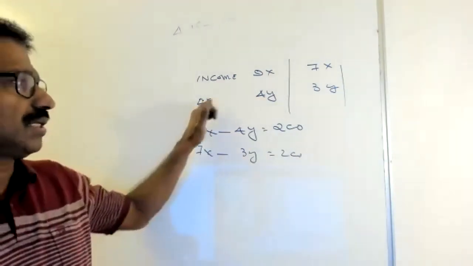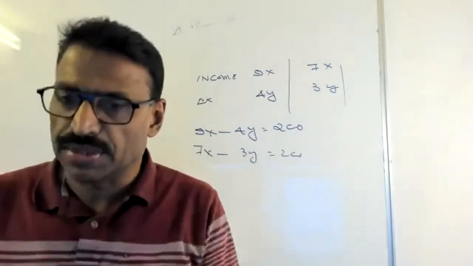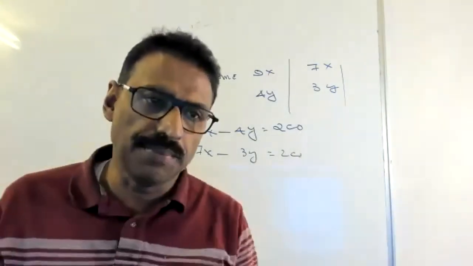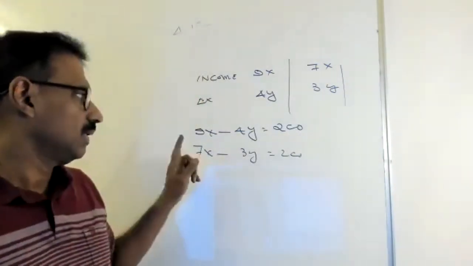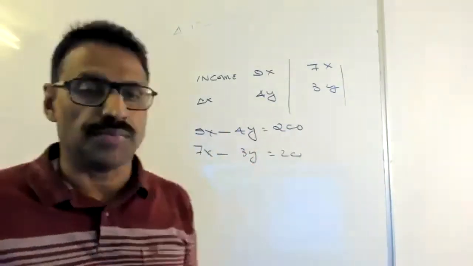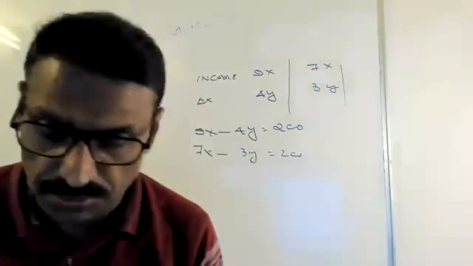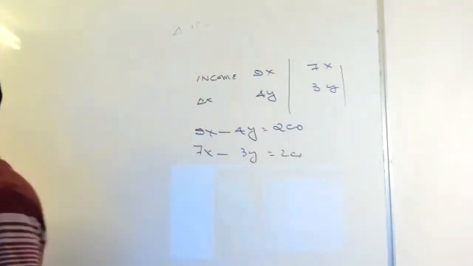Write like this: let the incomes be 9x and 7x, because they are in ratio. Then expenditure 4y and 3y. The difference means saving. Saving means income minus expenditure, and income minus expenditure is 200. Then solve it. After solving, you'll get x. Then find the income. Then it'll ask you the expenditure. Okay, try first.